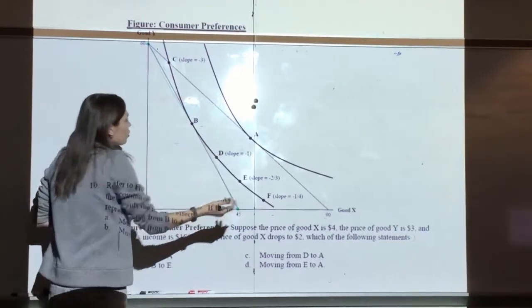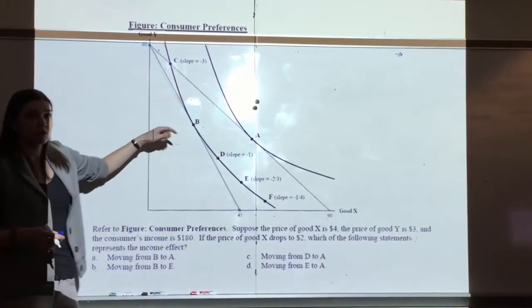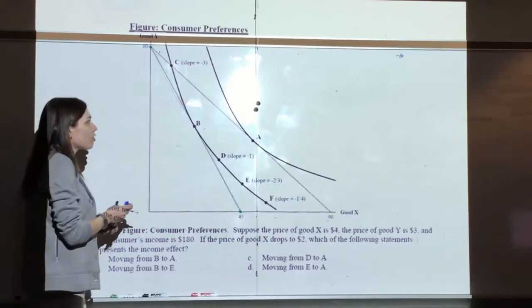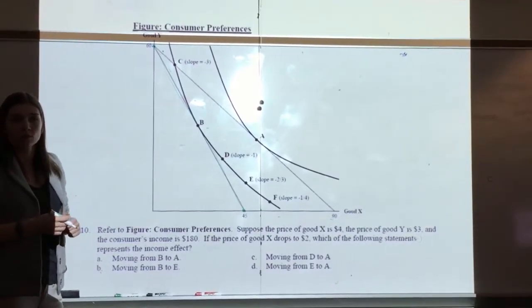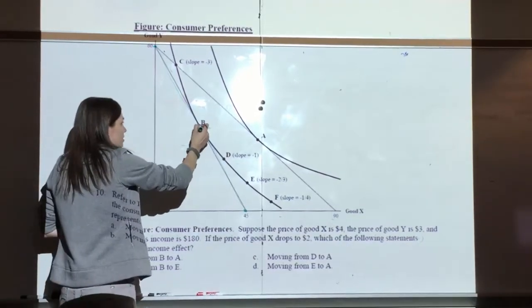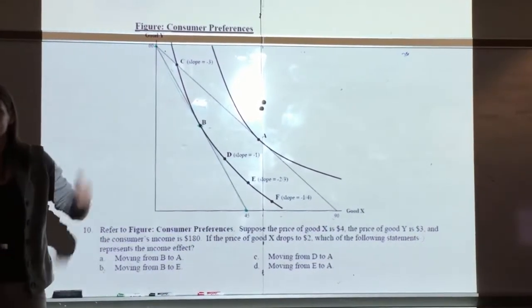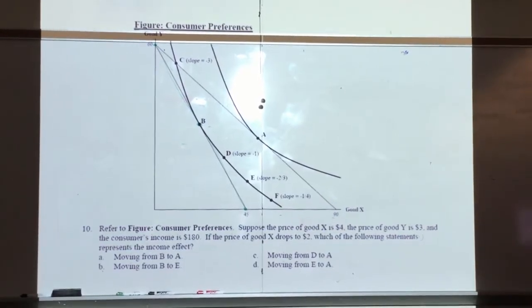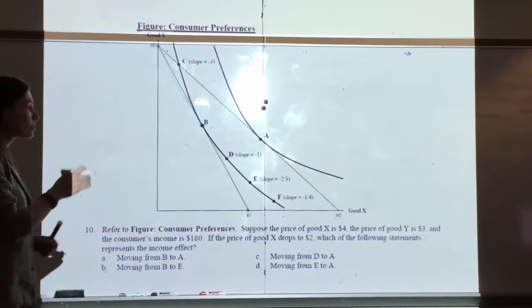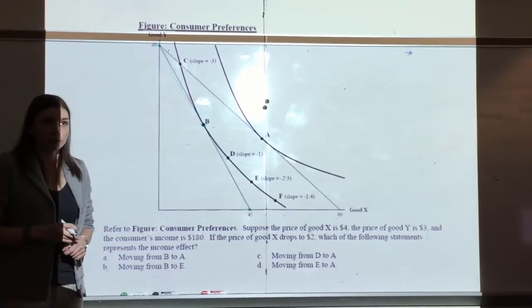And we see from the picture that since we're on this budget line, our optimal point is B. This is the highest indifference curve that we can reach while still in the budget, because they're tangent.